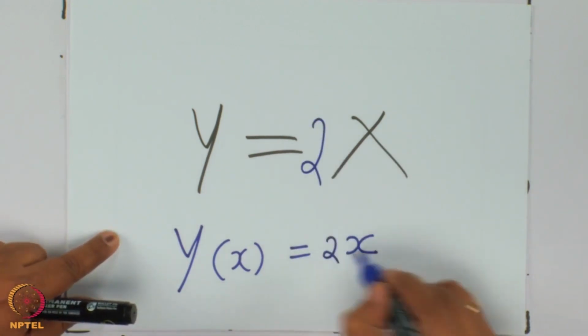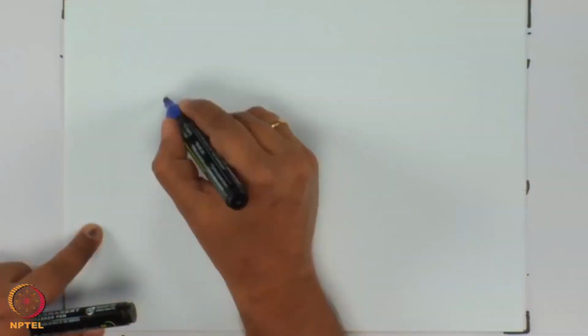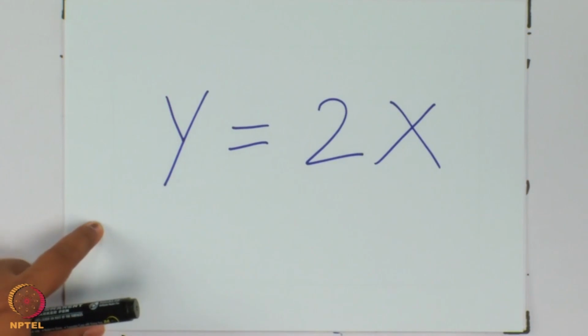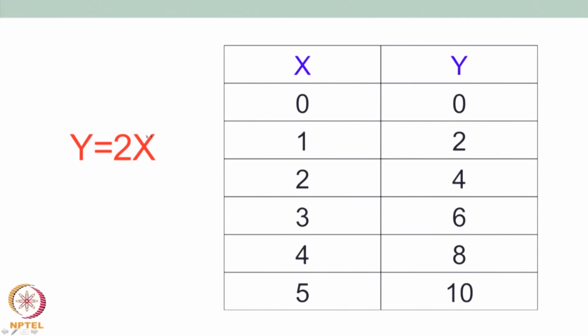So, you can put y is equal to 2x. This is the next level of complexity we can add. So, that is what we would see next in the slide, y is equal to 2x.